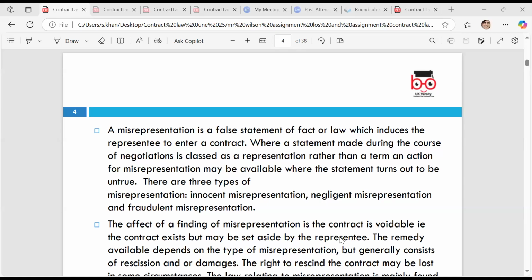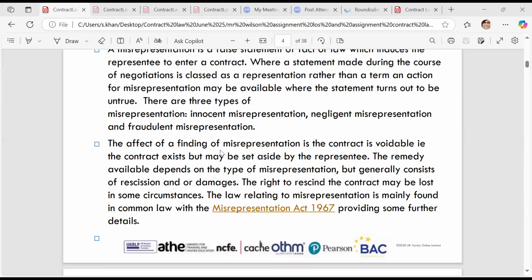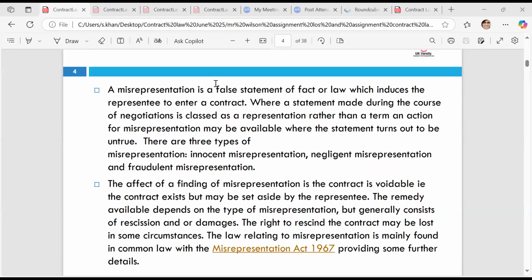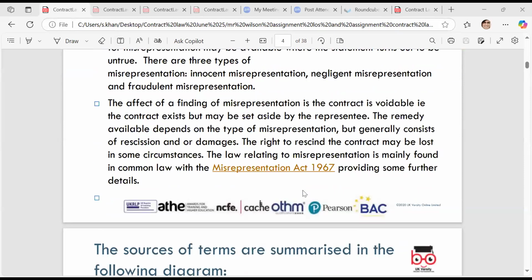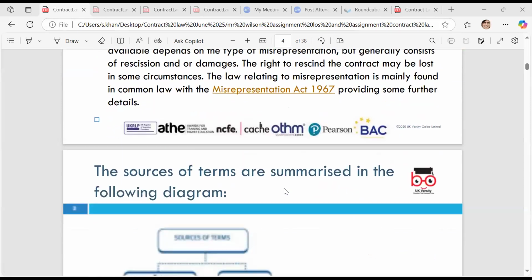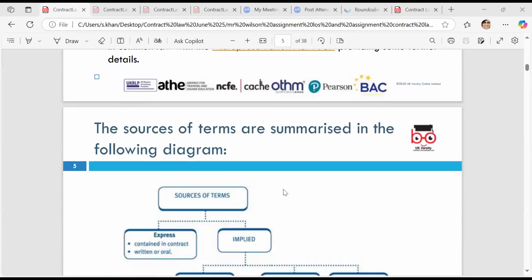These types of misrepresentation are important when you're trying to get someone to enter into a contract. You will do that because you want them to enter into that contract, but it's fraudulent misrepresentation.